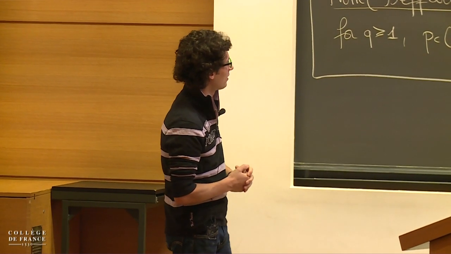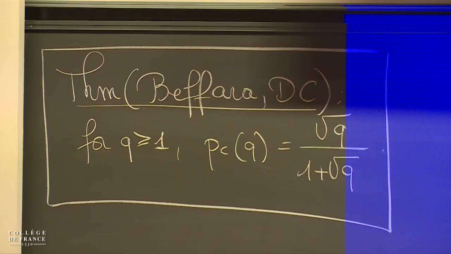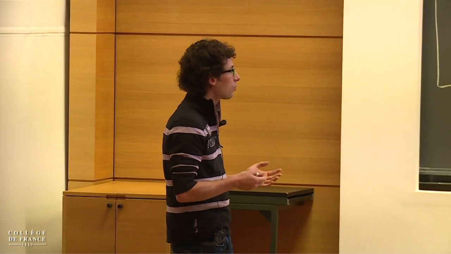So we stopped two weeks ago by proving that p_c(q), the critical value for the random cluster model, was equal to square root of q over 1 plus square root of q. I told you that I will not prove this theorem, even though I will give you almost a proof, in fact, for q smaller or equal to 3.